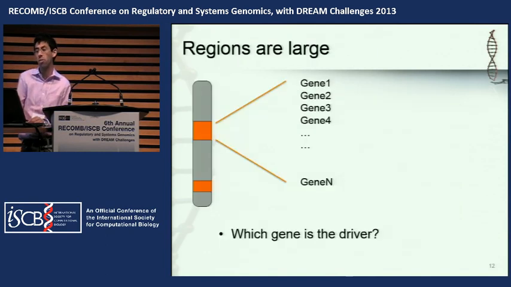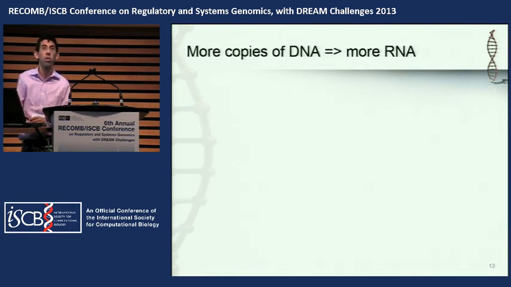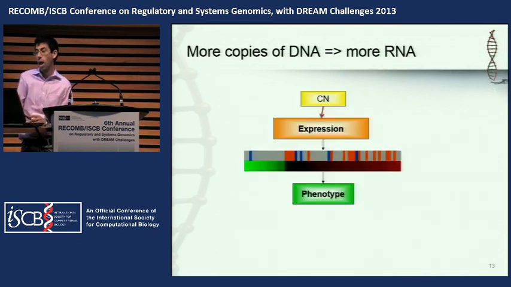Now, once you've gotten these regions, and they're unfortunately relatively large, which gene in the region is the driver? To answer that, we go back to the central dogma, that DNA causes RNA. If we have a change in copy number, that will change the expression. This is an actual example of an oncogene in melanoma called MITF, where you can see that, in general, amplified samples are overexpressed, but there are overexpressed samples that aren't amplified, and this leads to the phenotype.